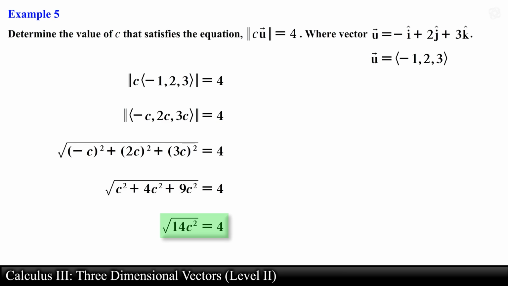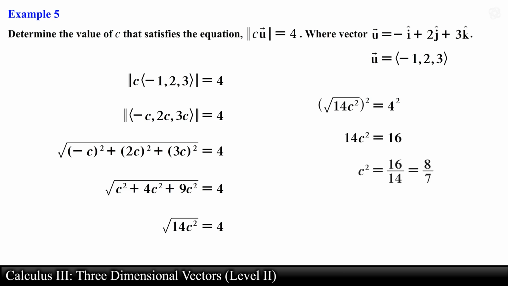Now it is just a matter of solving for the scalar c. So we go ahead and square both sides, solve for c squared, and then take the square root of both sides. Doing that, we obtain 2 solutions, positive and negative, the square root of 8/7. Let's go over the final example.